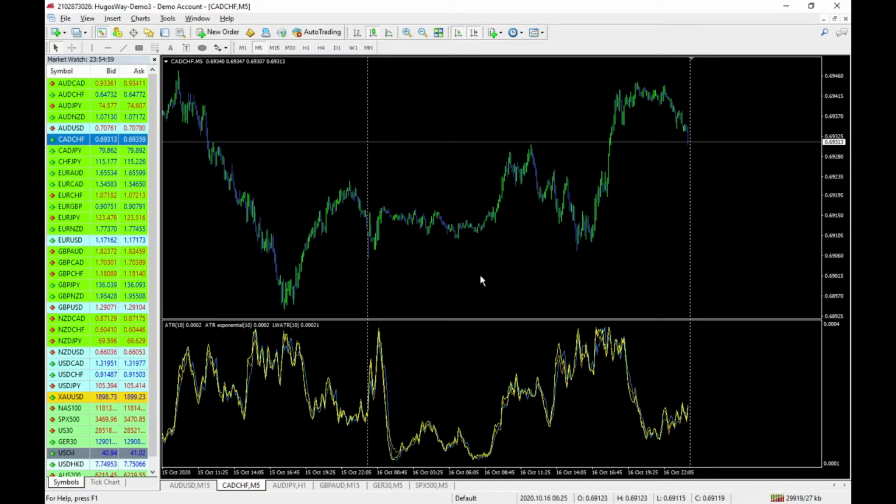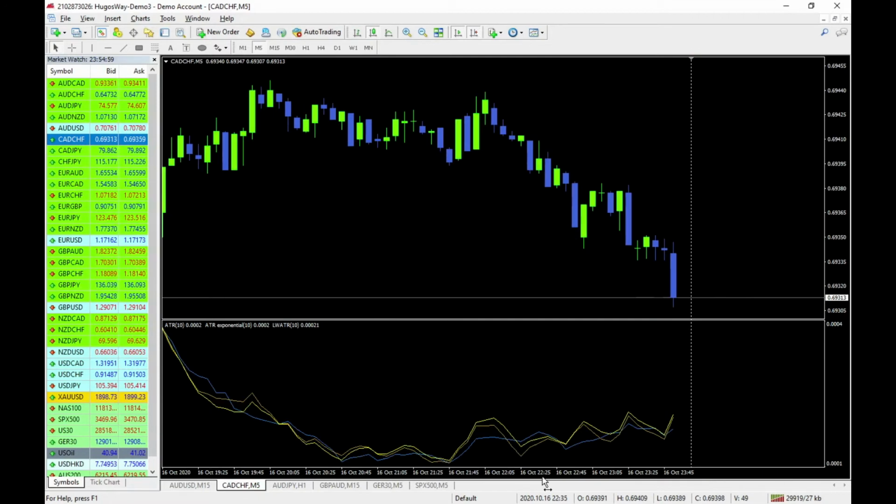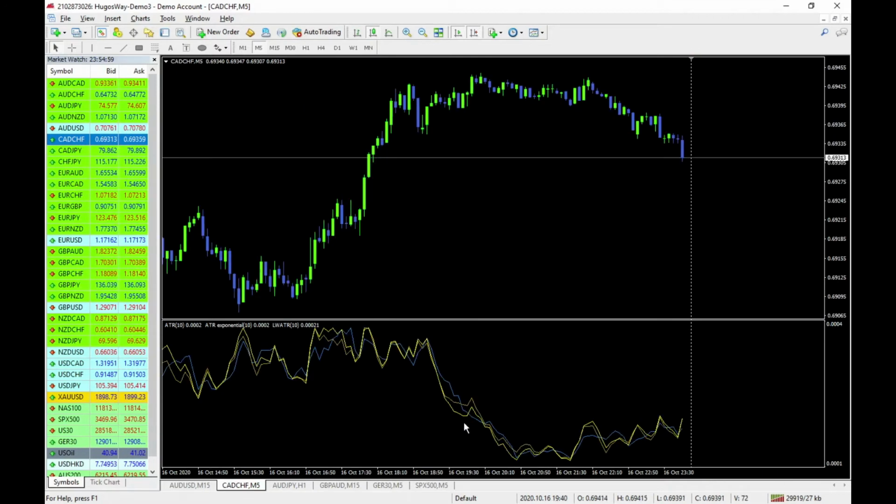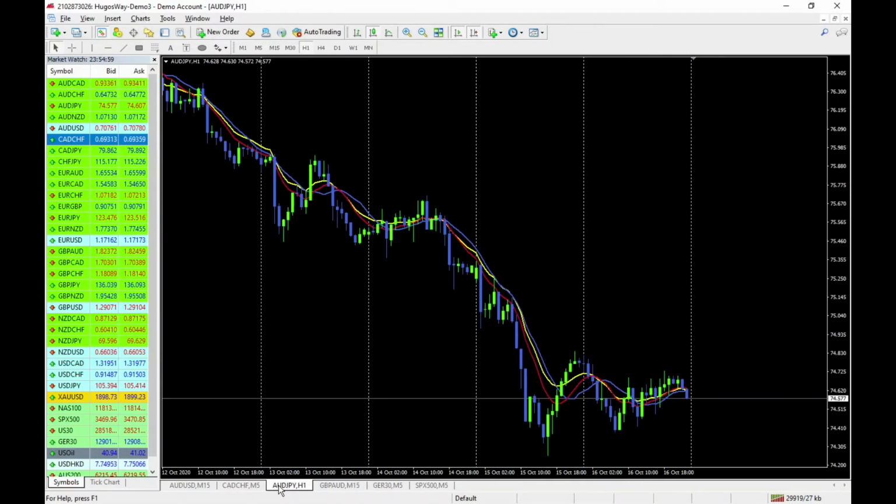So if we take a look here, I'm actually showing a bunch of different averaging of our average true range. So we have an exponential and we have a linear weighted ATR. Let's look at what the differences between those are. This is Aussie yen 1 hour, and I'm just showing these as moving averages so you can get an idea of how they're moving.